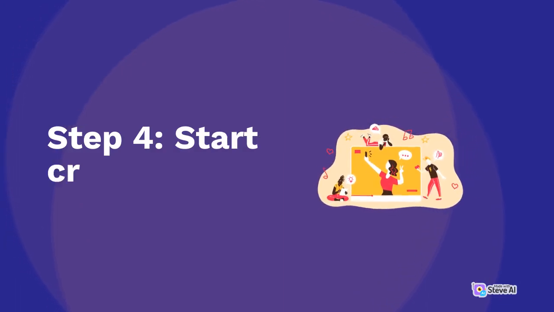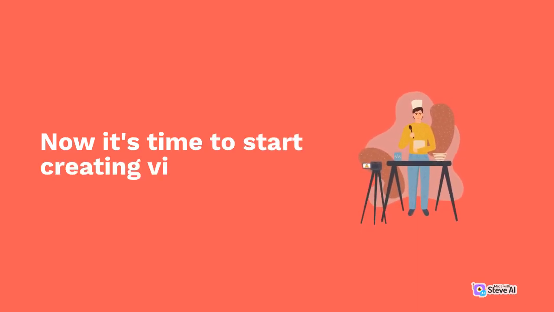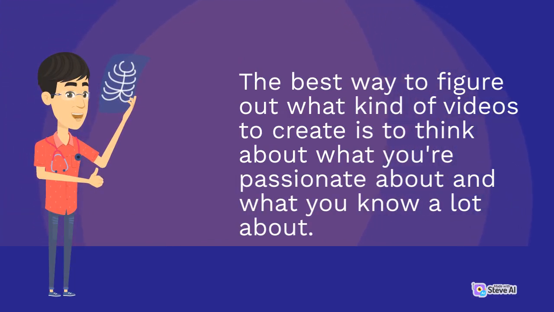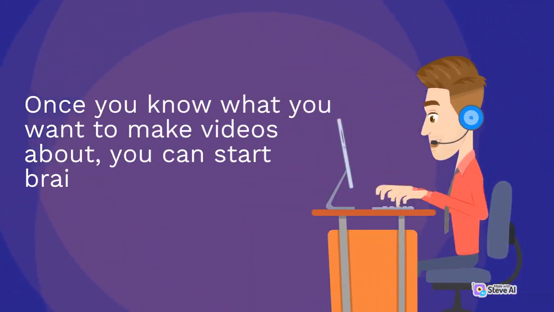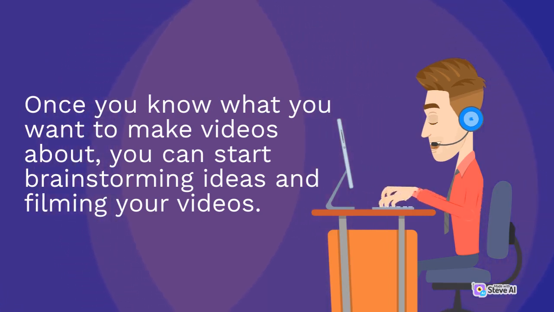Step 4. Start creating videos. Now it's time to start creating videos. The best way to figure out what kind of videos to create is to think about what you're passionate about and what you know a lot about. Once you know what you want to make videos about, you can start brainstorming ideas and filming your videos.